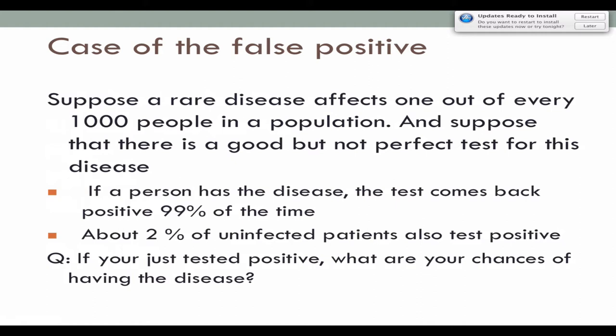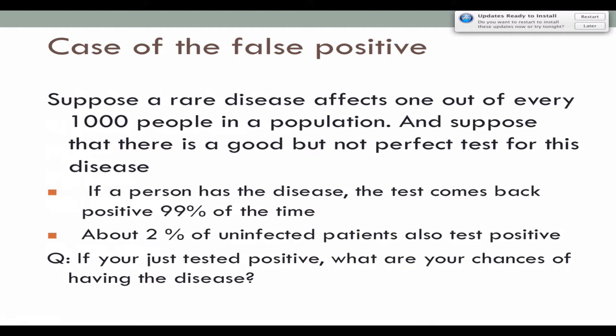So previously someone said that the answer is 98%. That is one minus the probability of B given A bar. That is the probability of B bar given A bar, which is how many percent of those unaffected patients got negative test results. But we want to find out the probability if you are tested positive.